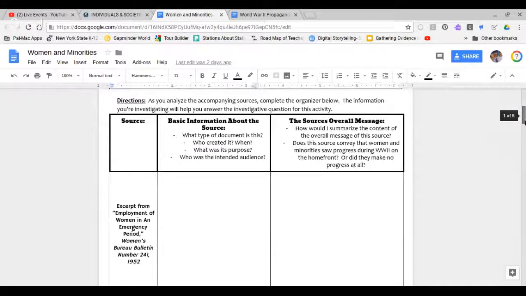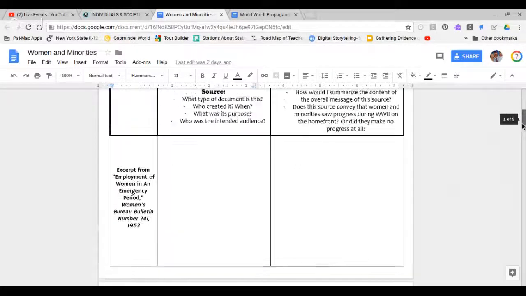All right, so we're back. Now we're on to the next section of this. Directions: as you analyze the accompanying sources, complete the organizer below. The information you're investigating will help you answer the investigative question for this activity. So I'm going to stick with the first worksheet, and then there's the second worksheet as well.